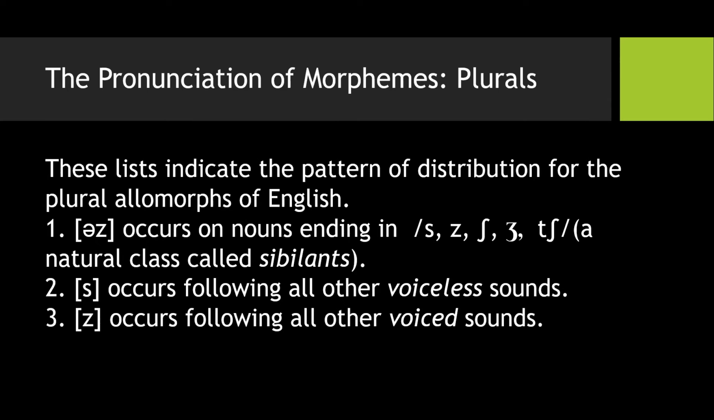The schwa and z sound occurs on nouns ending in s, z, sh, j, ch. These are called sibilants. Number two, the s sound occurs following all other voiceless sounds. And the third one, the z sound or allomorph, occurs following all other voiced sounds.